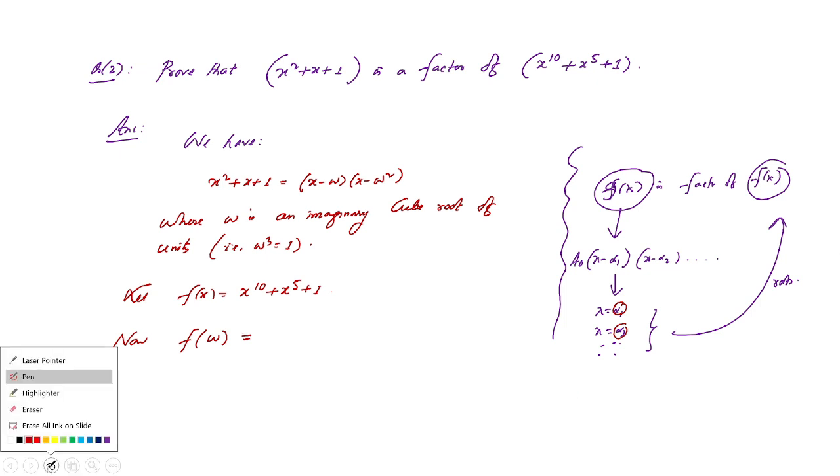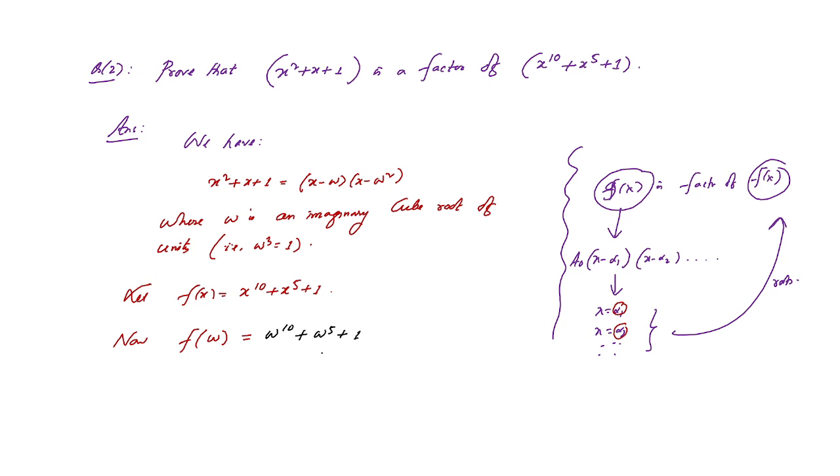Just put the value of omega here and check whether it is 0 or not. So this is omega to the power 10 plus omega to the power 5 plus 1, and that we can write as omega cube whole cube into omega plus omega cube into omega square plus 1. This is omega plus omega square plus 1, since omega cube equals 1, as omega is the imaginary cube root of unity. And if omega is the imaginary cube root of unity, in that case omega cube is 1 and 1 plus omega plus omega square equals 0. So that means this value is 0.